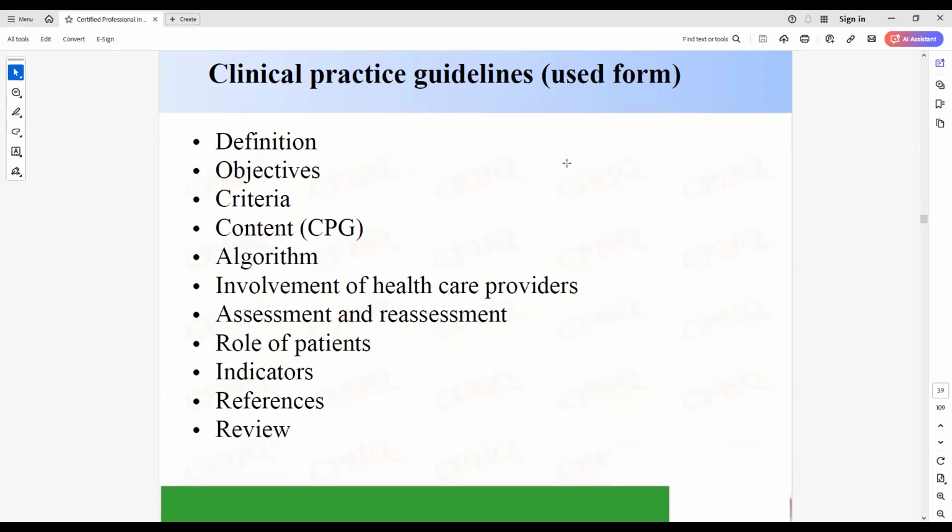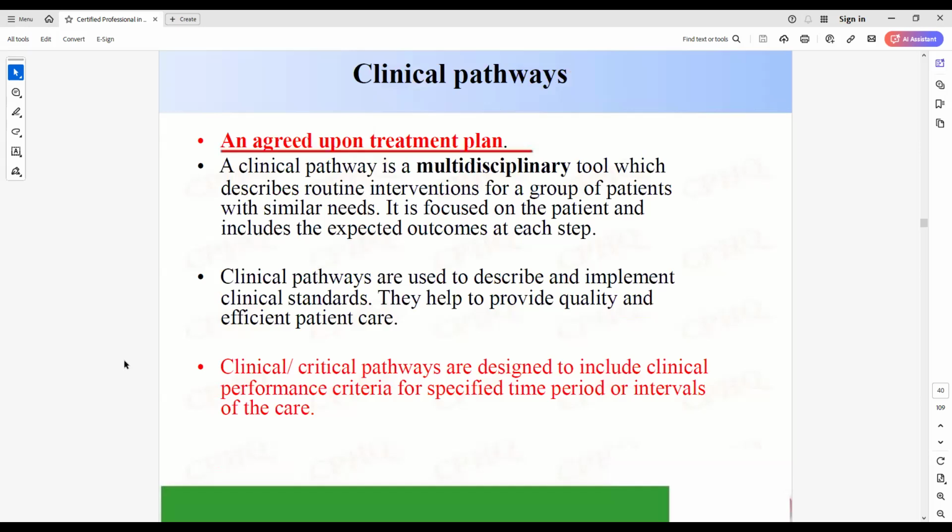This is usually just a content template for clinical practice guidelines: definition, objective, criteria, content for the CPG, algorithms, involvement of the healthcare providers, assessment and reassessment, the role of the patients, indicators, which is how you would assess the clinical practice guidelines' success, references, and then the review period. This is very general, and again, every organization decides how they want their clinical practice guidelines.